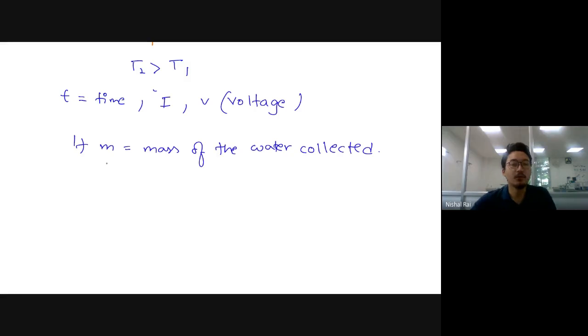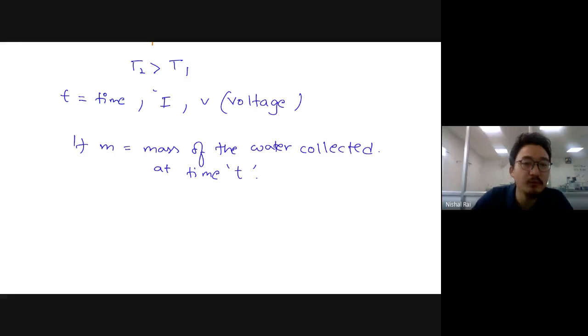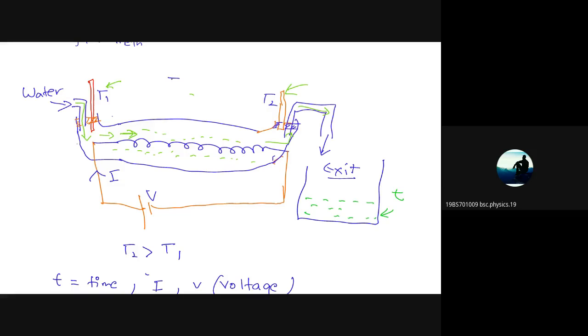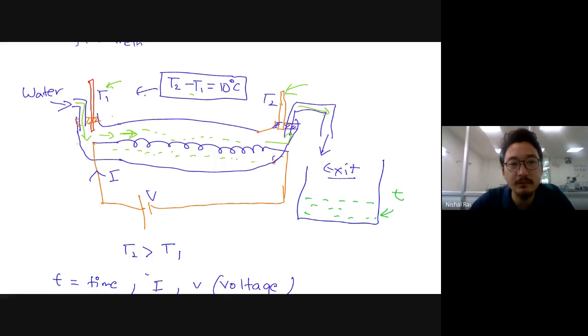If m is the mass of the water collected at time t. Actually, what we want to do is make the difference of this temperature 10 degrees Celsius. Basically, you want to keep this temperature difference constant. The whole purpose is clear.